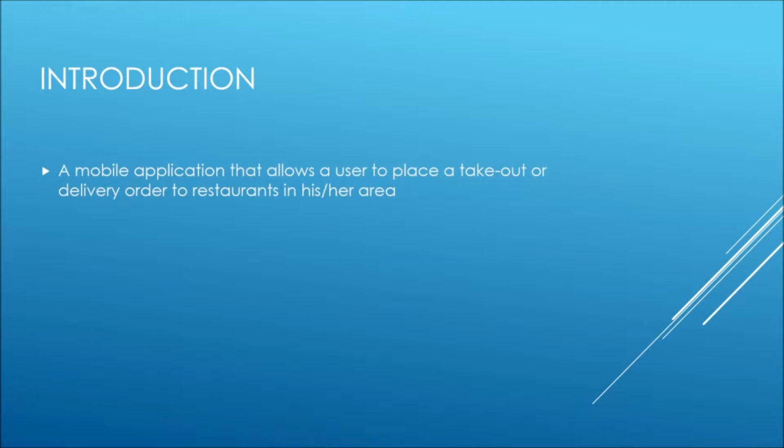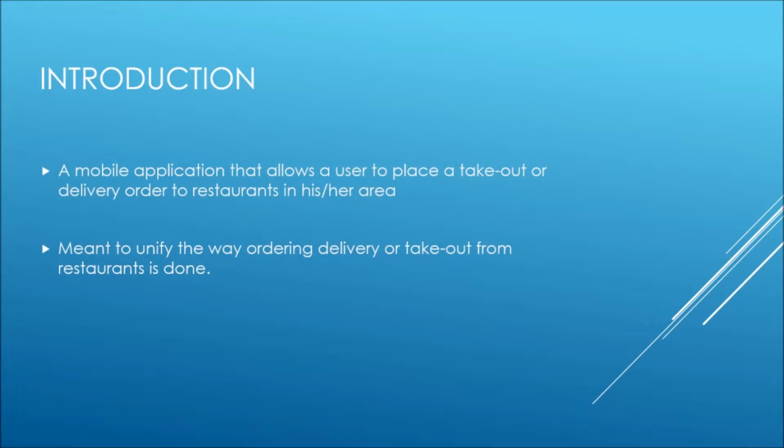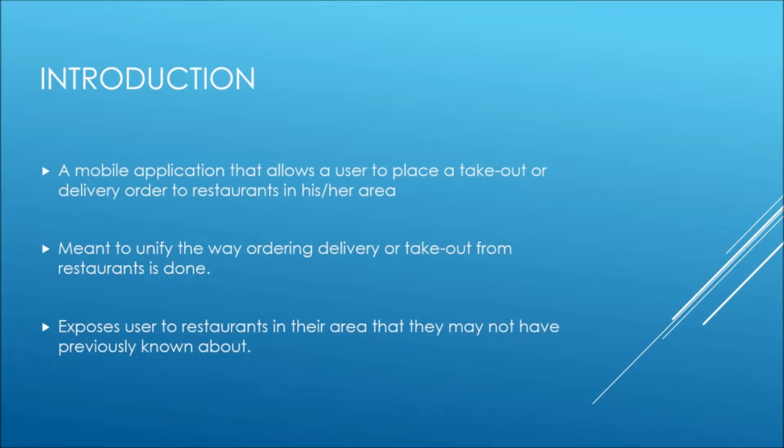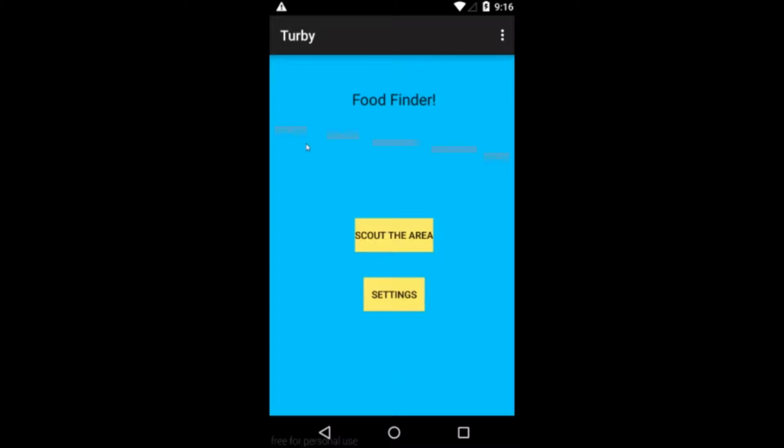What we set out to build was a mobile application that allowed a user to place takeout and delivery orders to restaurants in their area. One of the objectives of creating this system was to create a unified ordering process for restaurants in an area as opposed to having ordering processes being varied and separate. The other objective of the system was to expose users to restaurants that they were not aware of before using the map function within the application.